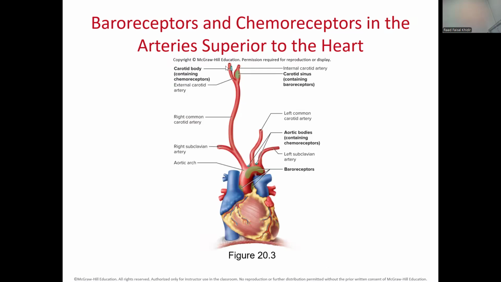So there we go. This is the carotid body. The carotid sinus has baroreceptors for blood pressure, while the carotid bodies are chemoreceptors. One is found here and the other one is found in the aortic arch.